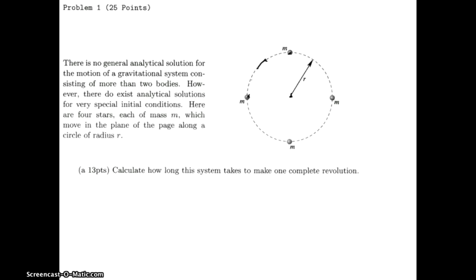The problem states, there is no general analytical solution for the motion of a gravitational system consisting of more than two bodies. However, there do exist analytical solutions for very special initial conditions. Here are four stars, each of mass m, which move in the plane of the page along a circle of radius r. Part A says, calculate how long this system takes to make one complete revolution.